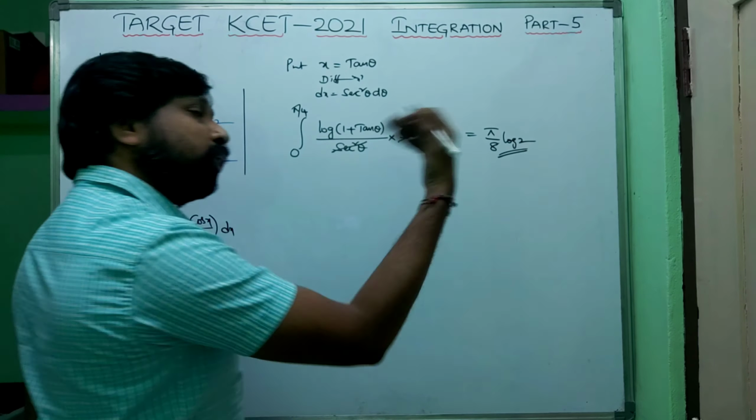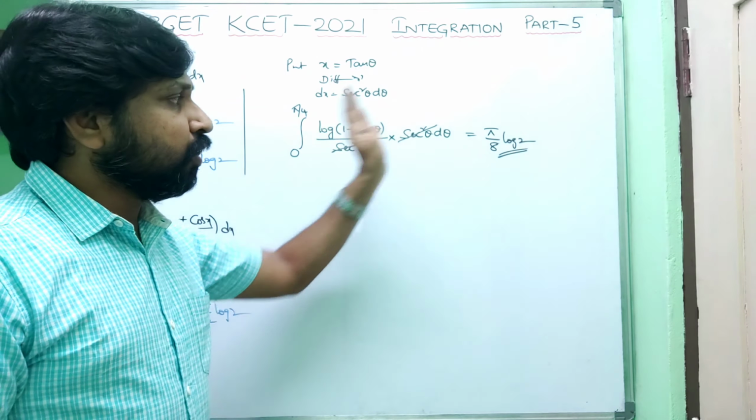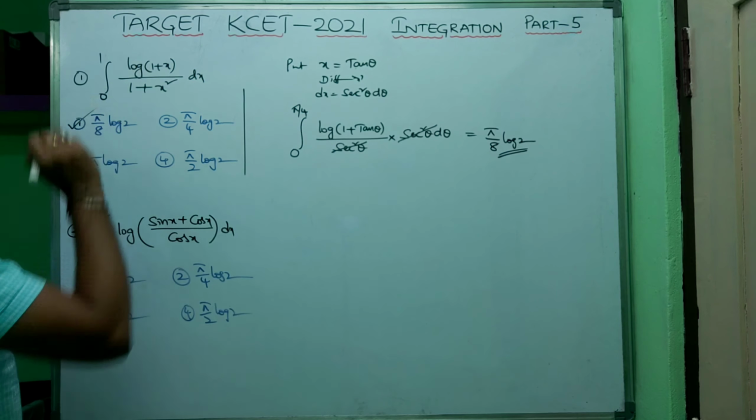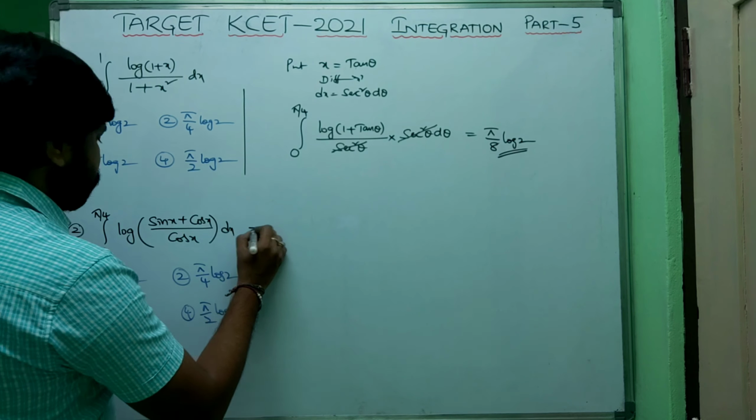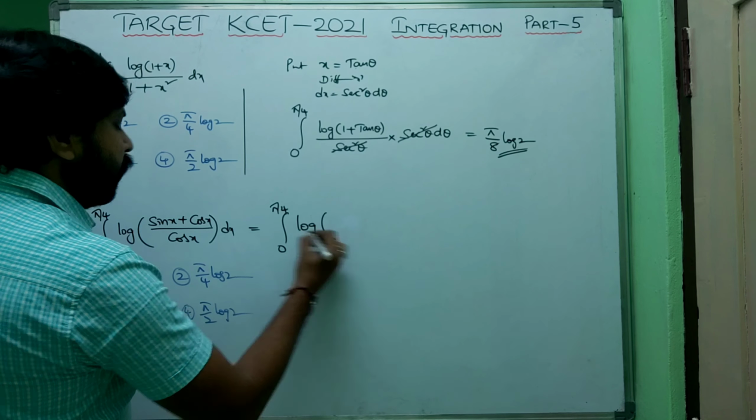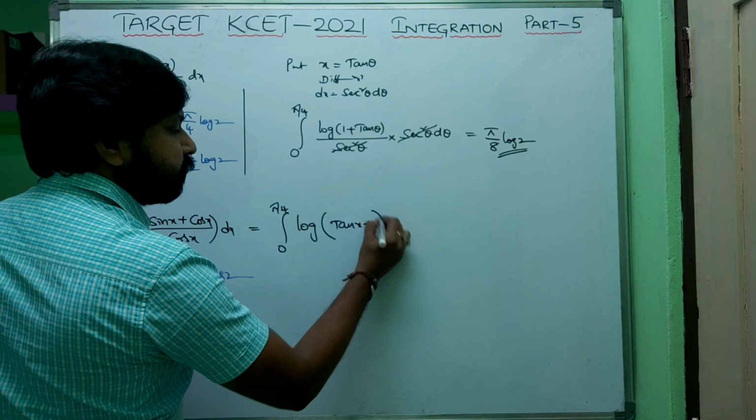So whenever you know the result, after completing one or two steps you can guess the answer very clearly. So pi by 8 log 2 is your answer. If you come to this question, it is given as the integral 0 to pi by 4 of log of sin x by cos x, which is nothing but tan x plus 1, cos x by cos x is 1.